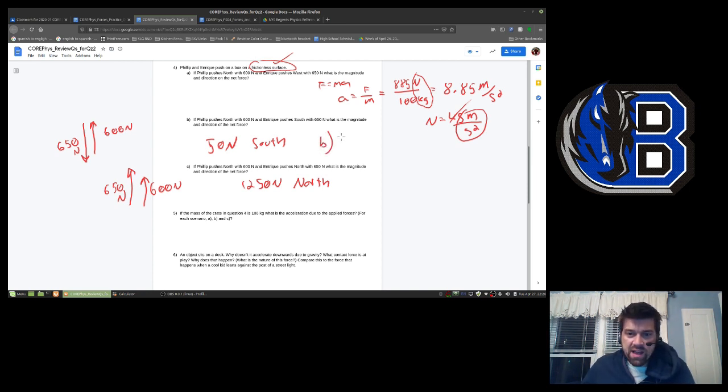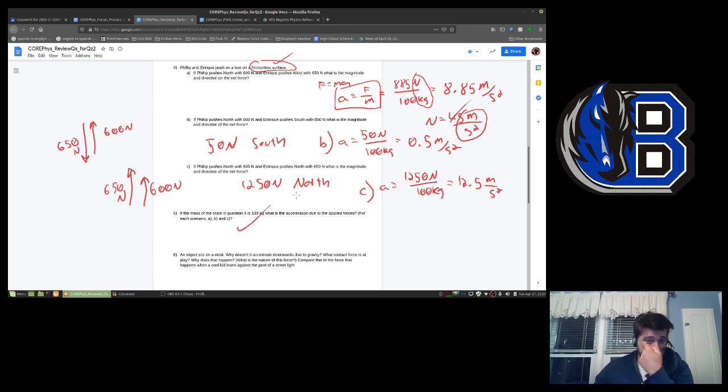Here, 50 newtons south, right? I've already rearranged Newton's second law. A net force of 50 newtons on my 100 kilogram box will be... right, and then in C, same thing. Good. I did it right.